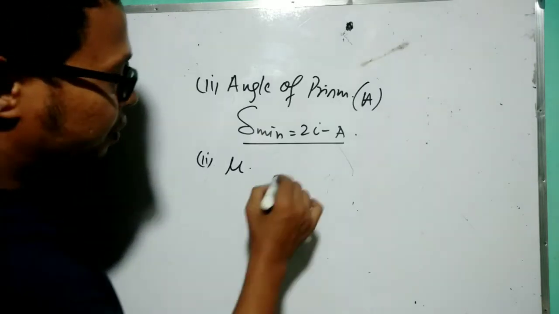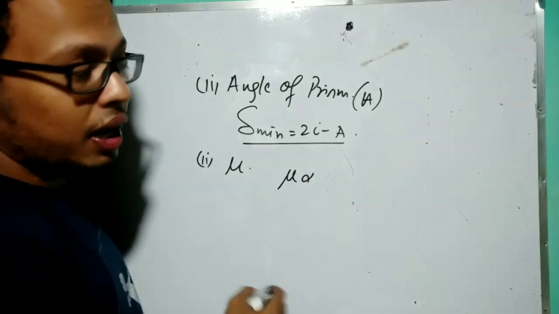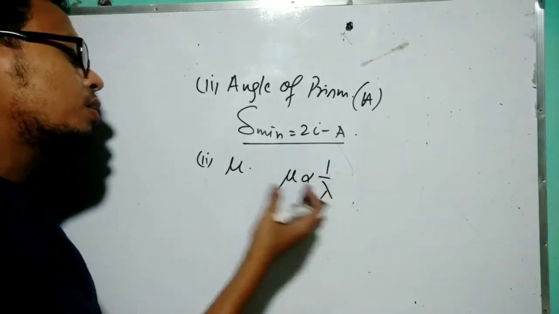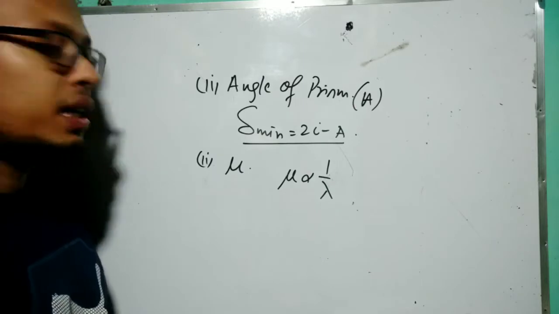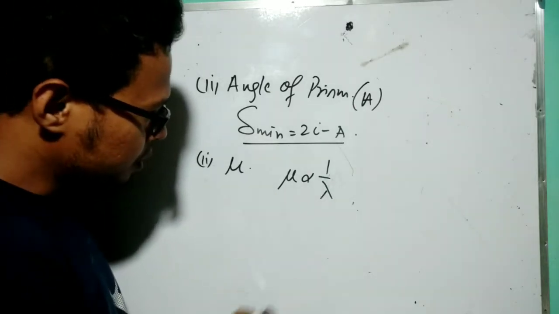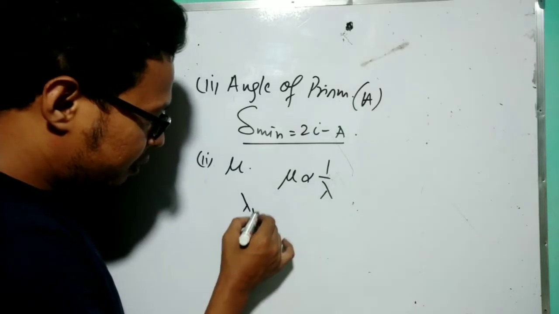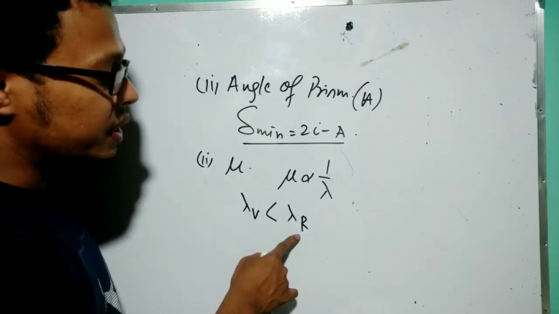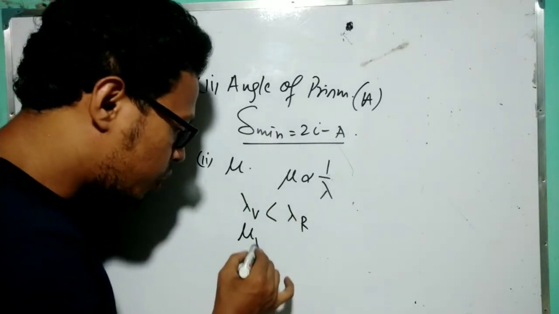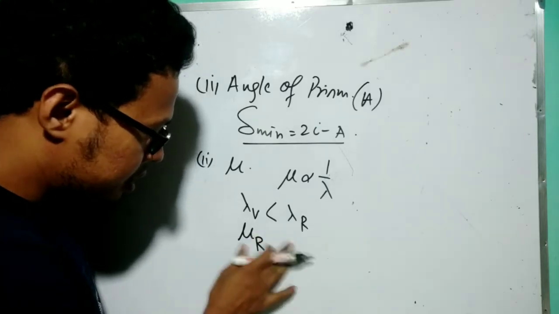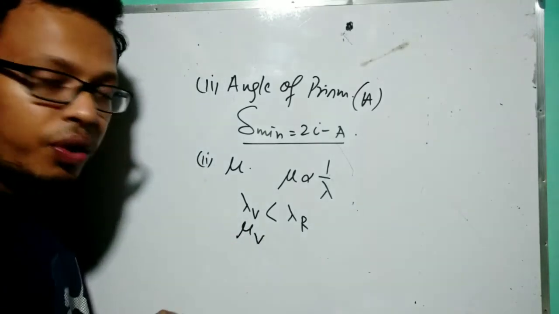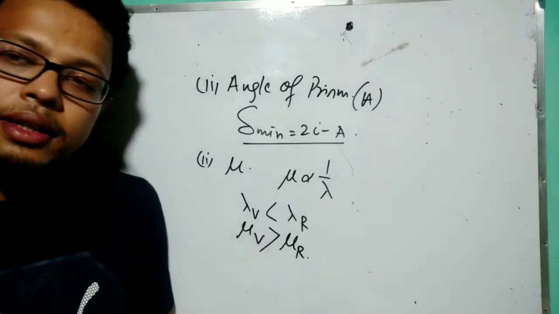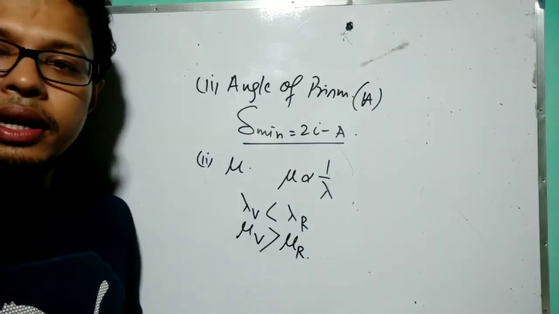Now we have learned that refractive index depends on lambda. How does it depend? The refractive index is inversely proportional to lambda, means which has more wavelength has less refractive index. So we can say for violet lambda V is less than lambda R, where lambda R means wavelength for red. So mu for V is greater than mu for R, means the refractive index of violet is more than the refractive index of red.